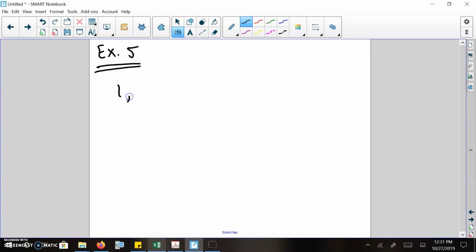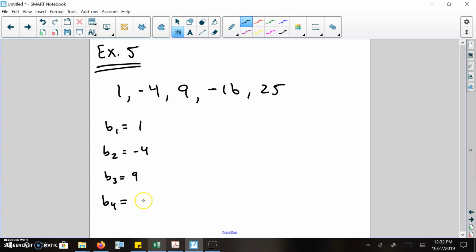So here is the next one. 1, -4, 9, -16, and 25. Okay. Again, let's try this. B sub 2 is -4, B sub 3 is 9, B sub 4 is -16, B sub 5 is 25. Okay. Alright, so trying to come up with a pattern here.